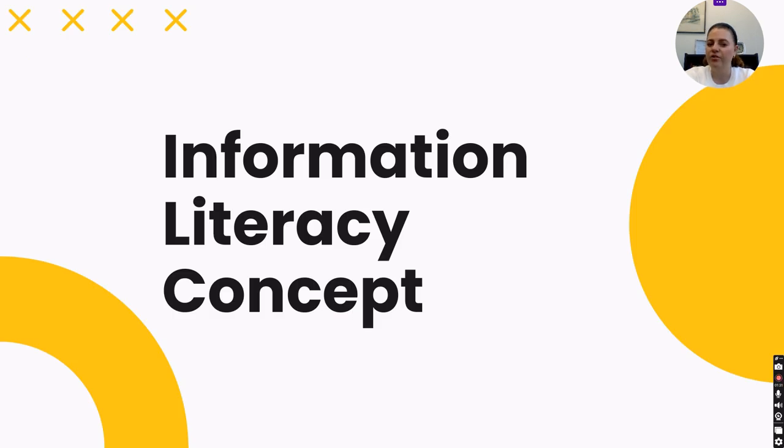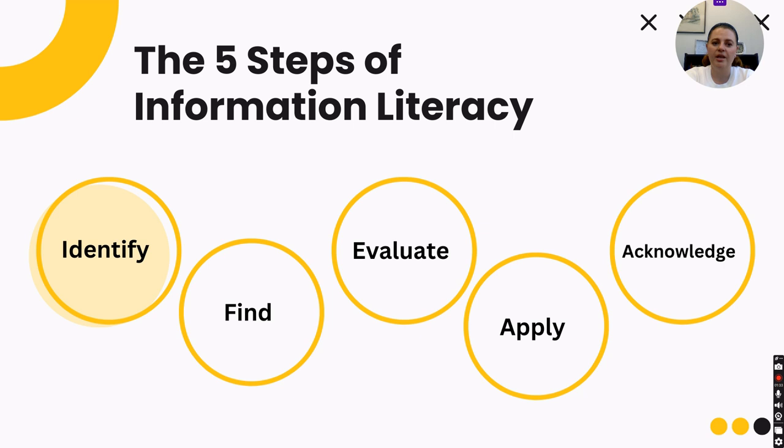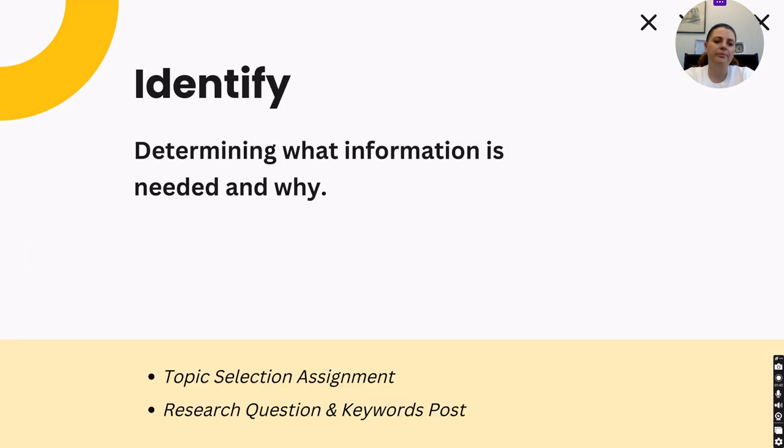Now let's look at our information literacy concept. This week we are looking at the step of identify, which is the first step listed here on our graph. Identify again is determining what information is needed and why. We will be using this for our research questions and keywords post for this week, but last week we did also use this identify step when we selected our topic selection.